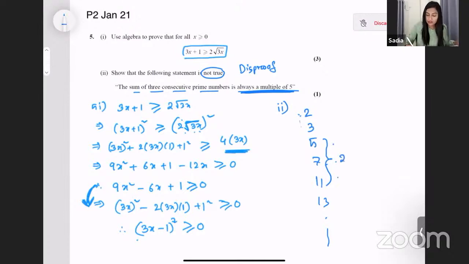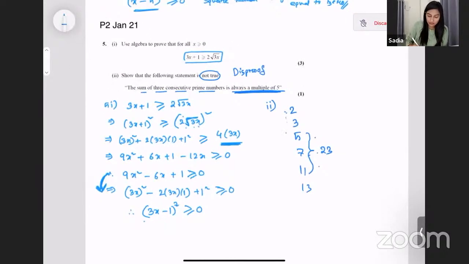That's 23, which is not a multiple of 5. So you just need to show this working, that I'm selecting 3 consecutive prime numbers. So the sum of them is 5 plus 7 plus 11, which is 23. And 23 is not a multiple of 5. Sorry, it's not a multiple of 5.